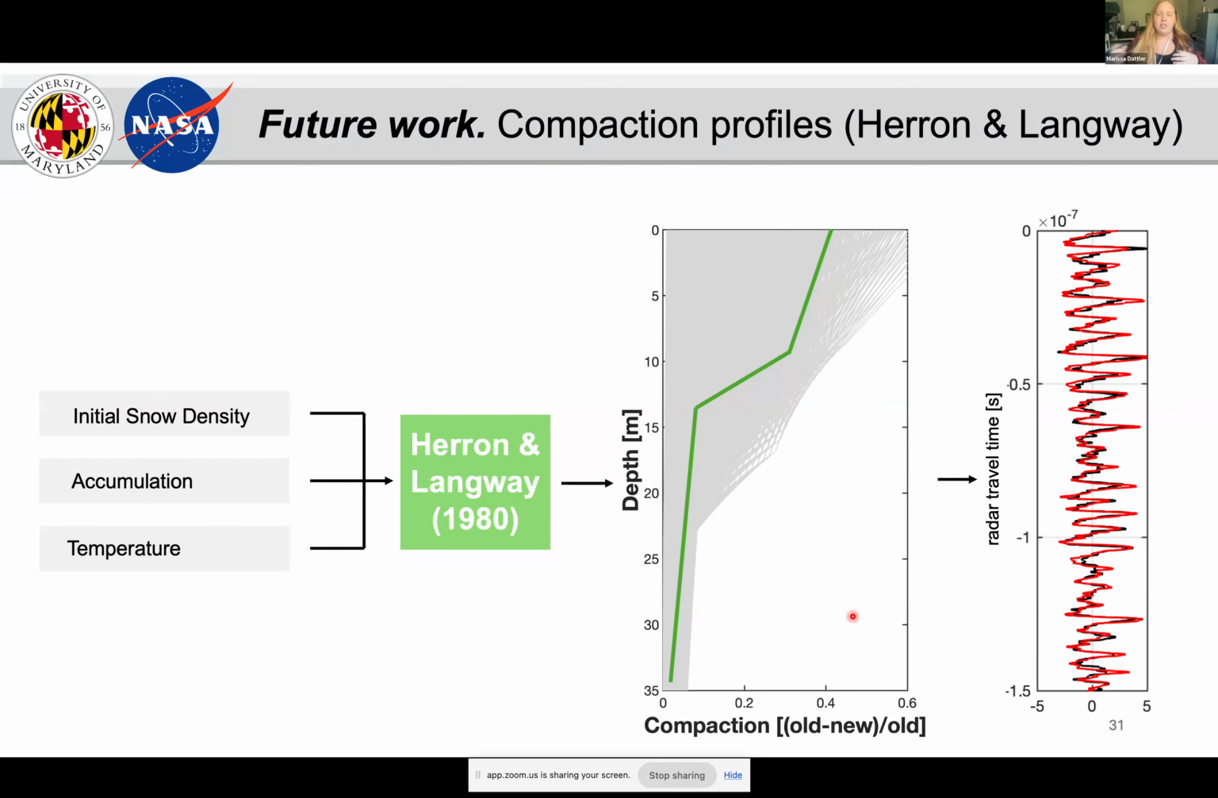And moving forward, there's more work we need to do with this. We need to consider compaction profiles that are more realistic. So before we were just doing a kind of automatically generated two-slope model, but now what we want to do is work with Herron and Langway models where we input things like initial snow density and accumulation and surface temperature in order to model these compaction profiles, and use those compaction profiles in order to match up our traces.